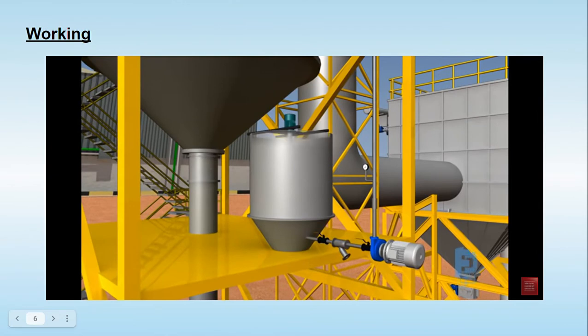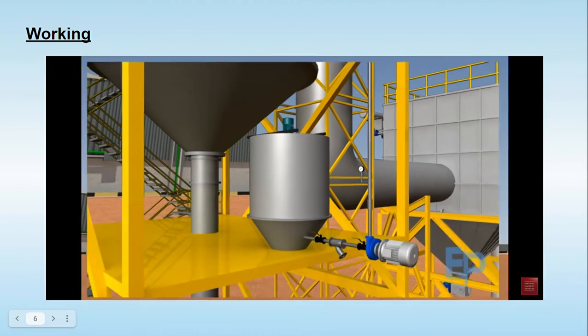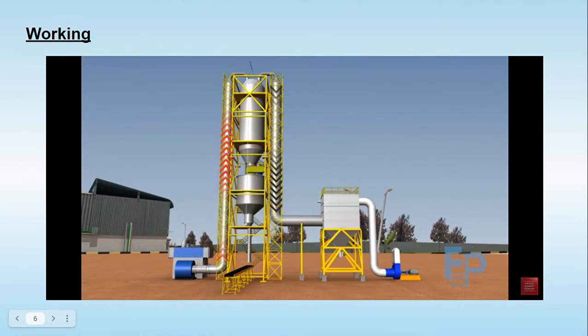This is one chamber into which whatever material is to be dried is converted to a solution, or the dilute suspension form. In a simple word, that's called a dispersion. And by the feed pump, it is going to be taken to the top, and from the top it is going to be sprayed into the chamber.